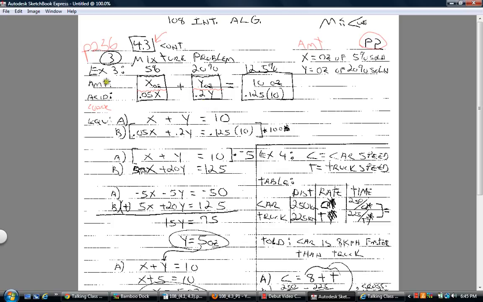So I look at this, and the amount would be X ounces of the 5% plus Y ounces of the 20% equals 10 ounces. That's a 12.5% solution. Now that's my equation A that I've written right here. Equation B is, what is the acid concentration?